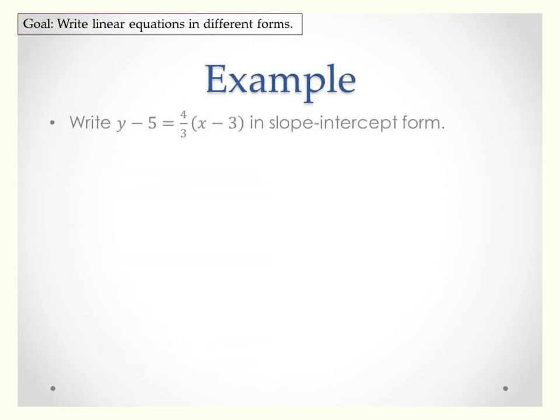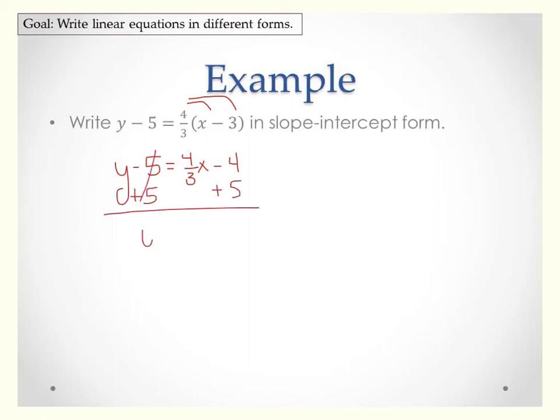Okay, this one wants you to go from point slope to slope intercept. So you're trying to get y all by itself on the left, and on the right you want it to go mx plus b. So again, the very first thing you do is distribute. So that's going to be -4. Then I can't have this 5 over here, so I'm going to move the 5 to the other side. There you go. That is slope-intercept form. So you're just rearranging these.